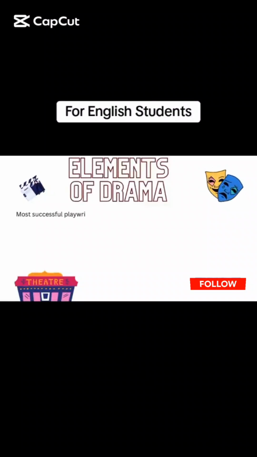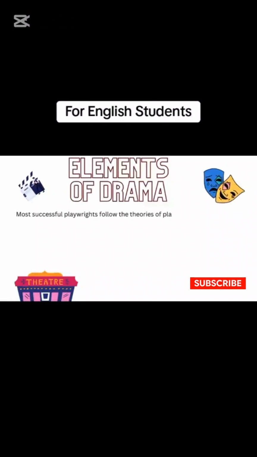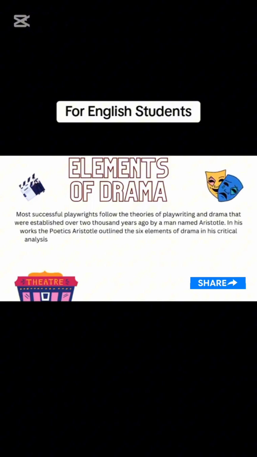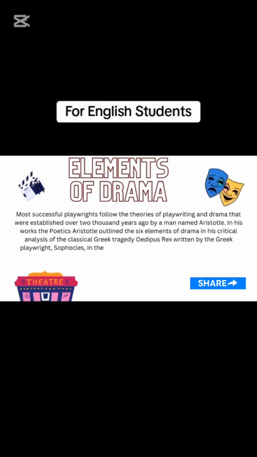Elements of drama. Most successful playwrights follow the theories of playwriting and drama that were established over 2,000 years ago by a man named Aristotle. In his work, the Poetics, Aristotle outlined the 6 elements of drama in his critical analysis of the classical Greek tragedy Oedipus Rex, written by the Greek playwright Sophocles in the 5th century BC.